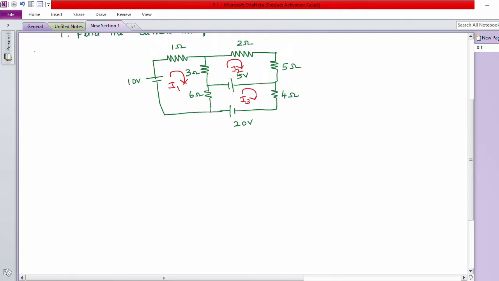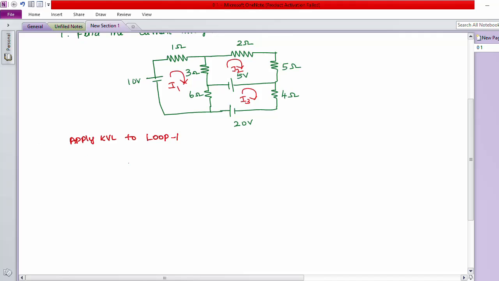So for each mesh we have to apply KVL. So apply KVL to loop 1. How can we define KVL? The algebraic sum of all the voltages in a closed path is equal to 0, or the algebraic sum of voltage rise is equal to the algebraic sum of voltage drop in a closed path. Now for each loop we have to apply the KVL.